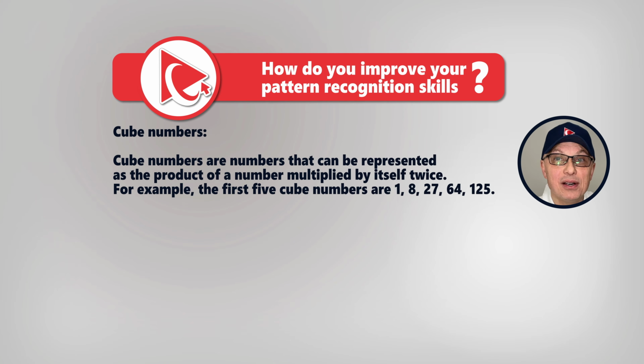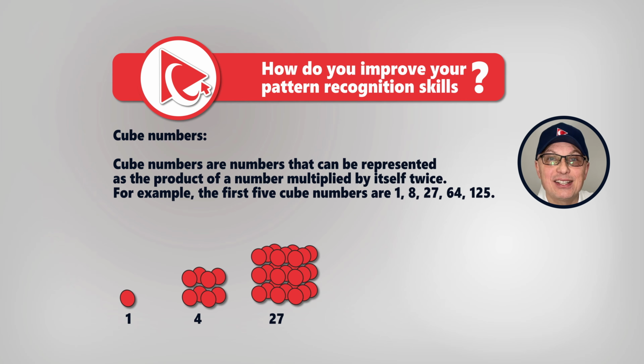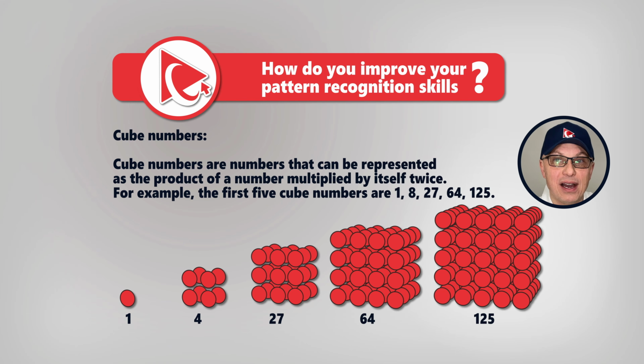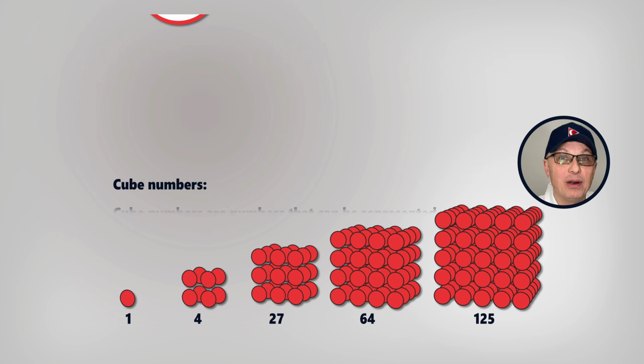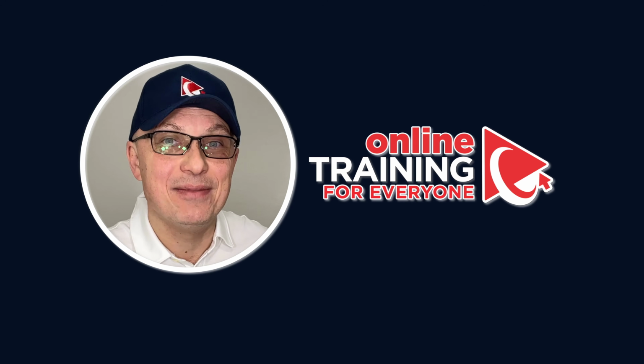Cube numbers are numbers that can be represented as a product of a number multiplied by itself twice. For example, the first 5 cube numbers are 1, 8, 27, 64, and 125. Because 1 cube is 1, 2 cube is 8, 3 cube is 27, 4 cube is 64, and 5 cube is 125. Do you know any other interesting numerical patterns I didn't mention here?